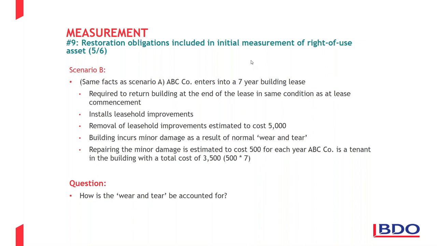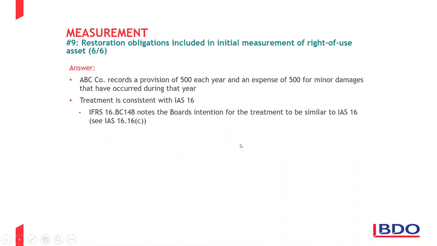So what we've said here, there's two types of provisions. The one is for removing the leasehold improvements, the 5,000, and there's another for the 3,500 at the end, and that is due to damage that we cause slowly as we use the building over 7 years. So how is that accounted for? ABC records a provision for that additional 500 each year, so the credit to the provision is built up, but we debit an expense for the minor damages incurred during the year. So we will still on day one have a provision for the 5,000 after we've done the leasehold improvements. That 5,000 is credit provision, debit right of use asset.